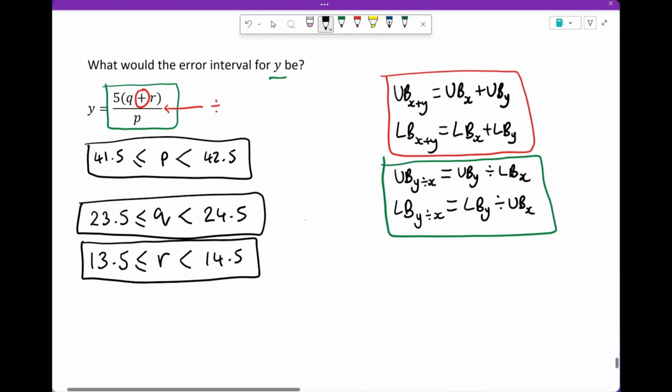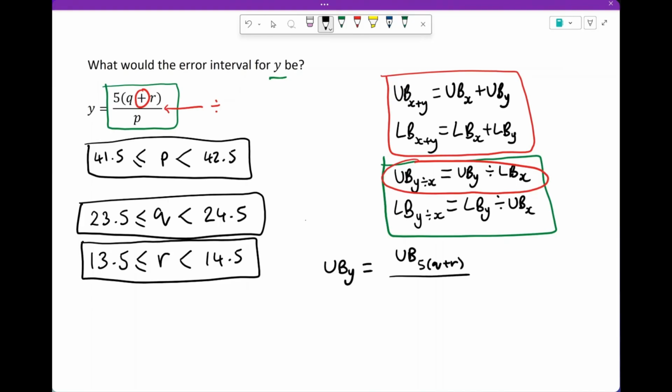So let's start with my upper bound of y. And the overarching calculation is the division. So we're going to consider the division first. If I want my upper bound for division, that is going to be my upper bound divided by my lower bound. Therefore, I require the upper bound of the numerator, which is the 5 multiplied by q plus r, and then I need that to be divided by my lower bound for my denominator, which is of p, like that.